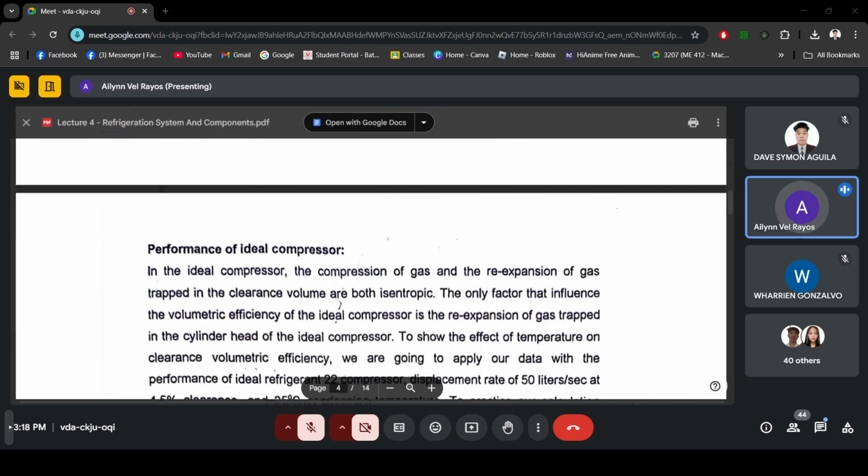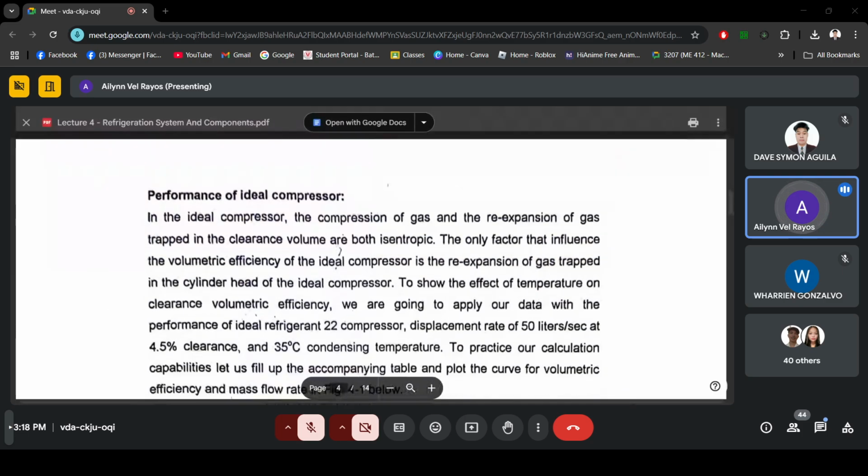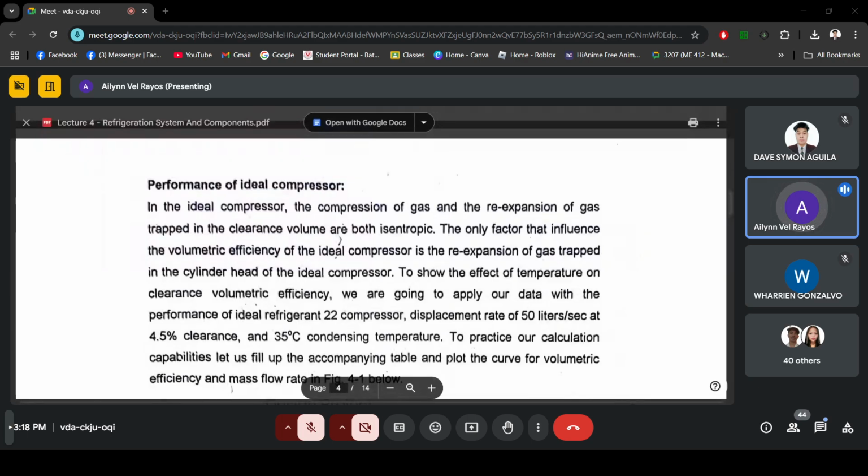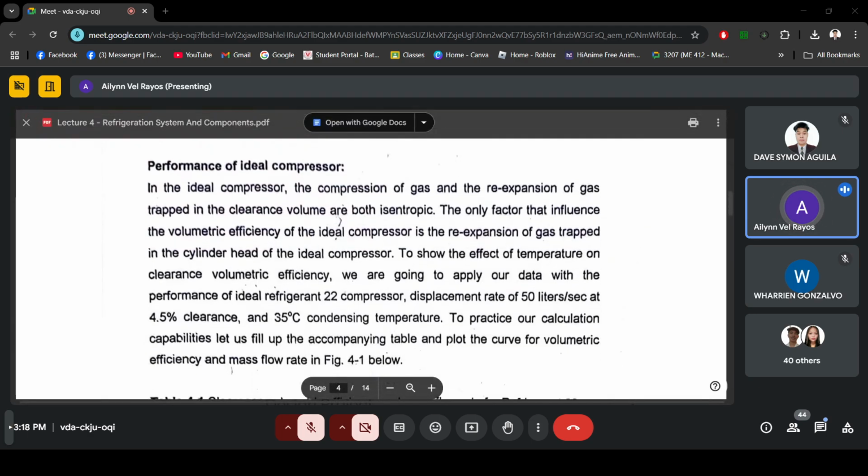So, this is an example of checking the performance of the ideal compressor. In the ideal compressor, the compression of gas and the re-expansion of gas trapped in the clearance volume are both isentropic. The only factor that influences the volumetric efficiency of the ideal compressor is the re-expansion of gas trapped in the cylinder head of the ideal compressor.